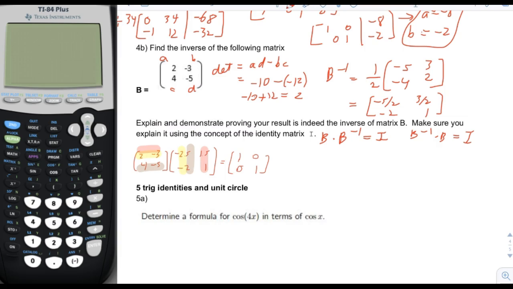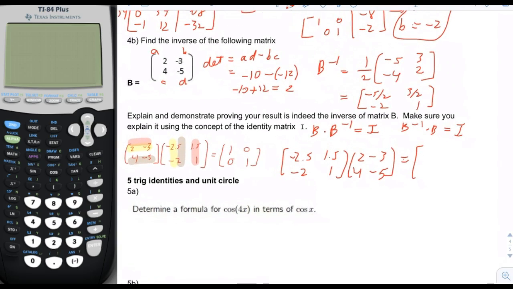Okay, so the opposite direction would be -2.5, 1.5, -2, 1, and we're going to multiply that times 2, -3, 4, -5. And let's see. So we're going to multiply first -2.5, 1.5 times 2, 4, and so that will give me -5 plus 6, which is 1. And then we're going to do -2.5, 1.5 times -3, -5. So that would be -3 times -2.5 would be positive 7.5. And then 1.5 times -5 would be -7.5. And so when you add those two together, you get 0.